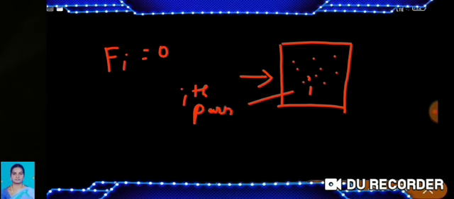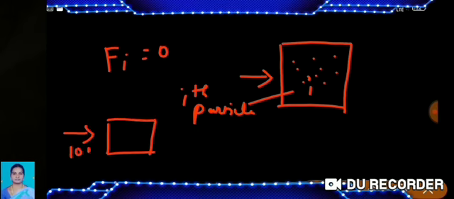The total force on every particle must be 0. Fi is equal to 0. Suppose this is the ith particle. In this case, the force acting in that direction is Fi, and the total force is 0.